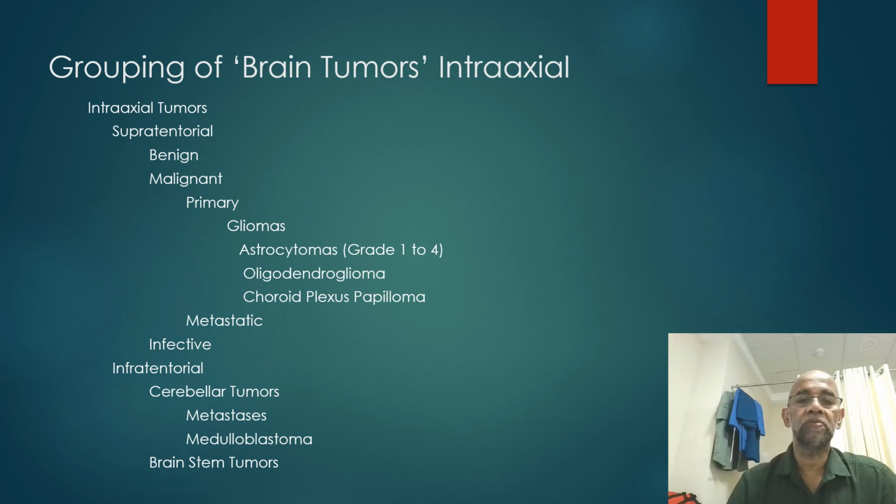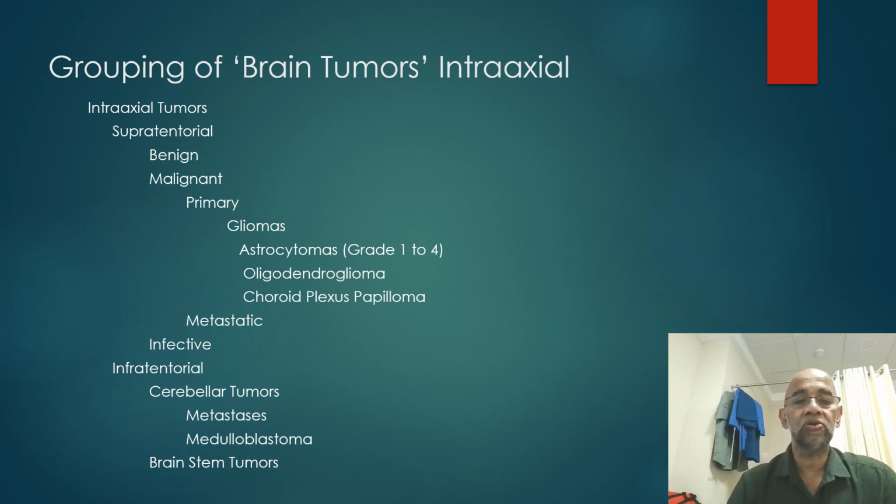Malignant supratentorial tumors, the commonest are gliomas. Of these gliomas, astrocytomas dominate. They are graded from grade 1 to grade 4, depending upon the degree of malignancy. Grade 1, usually found in children. Classical example is a pilocytic astrocytoma. Grade 2 are low-grade gliomas. Grade 3 are anaplastic gliomas. And grade 4 is the horrible glioblastoma multiforme, where the average duration of survival after diagnosis with treatment is about 15 months.